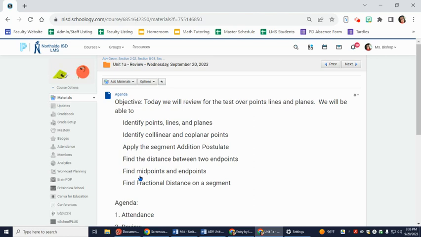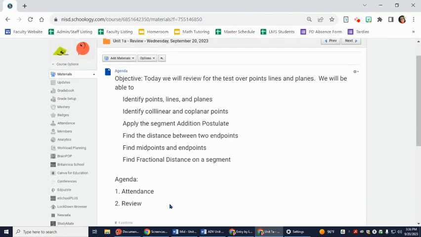Identify collinear and coplanar points. Apply the segment addition postulate. Find distance between two endpoints. Find midpoints and endpoints. And find fractional distance. I already took attendance. We're going to go through the review.